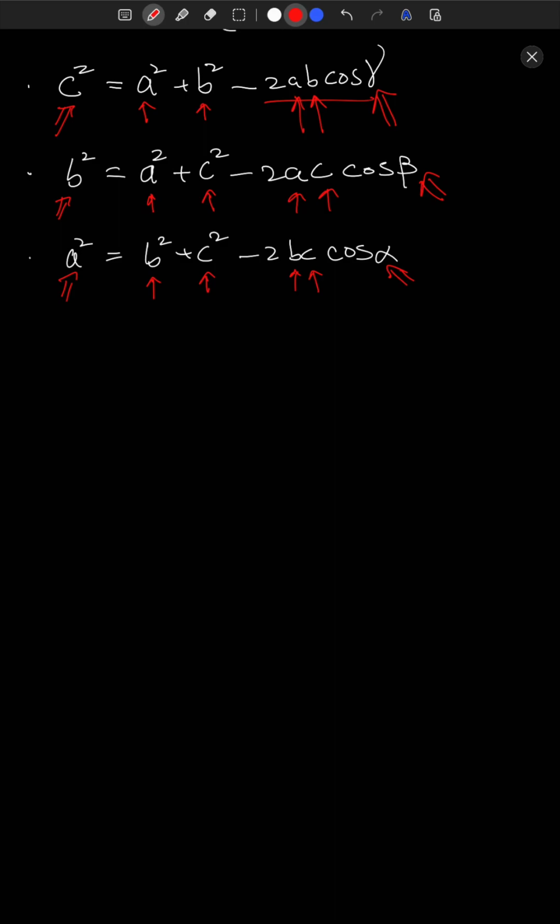Let me first talk about why the law of cosines is true, and then we'll talk about solving triangles. Okay, so let's draw a triangle. I'm only going to prove one of these. The other two are in exactly the same spirit because of the symmetries of these three equations.